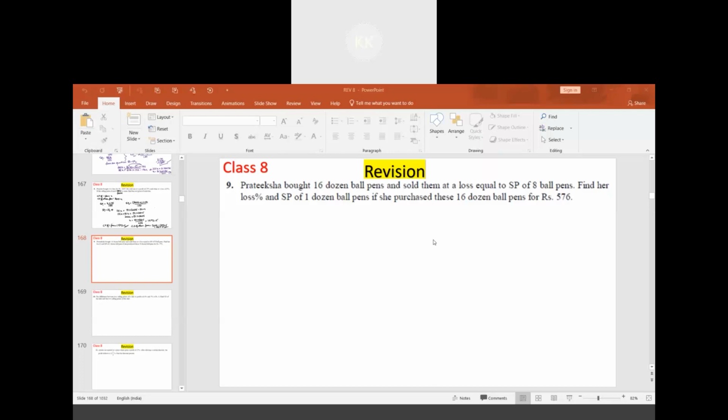Pratiksha bought 16 dozen ball pens and sold them at a loss equal to the selling price of 8 ball pens. Find her loss percent and selling price of 1 dozen ball pens if she purchased these 16 dozen ball pens for rupees 576. How to go about this question?